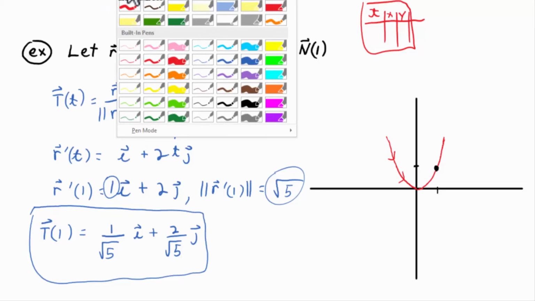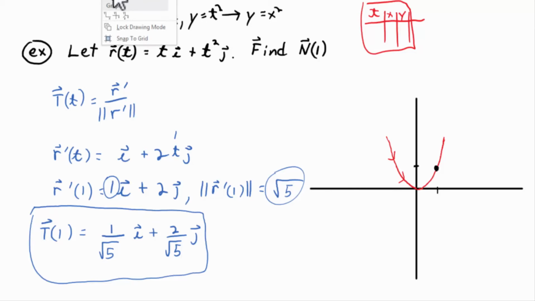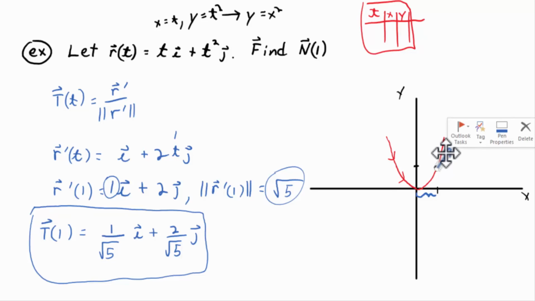T is a unit tangent vector, right? So T should look like this, and it should look like it's 1 unit long. Well, okay, this is 1 unit according to my scaling here, right? This is the usual xy plane. So I'm just eyeballing it, but this vector that I drew, just make it look like it's about 1 unit long based on the scale I've created.